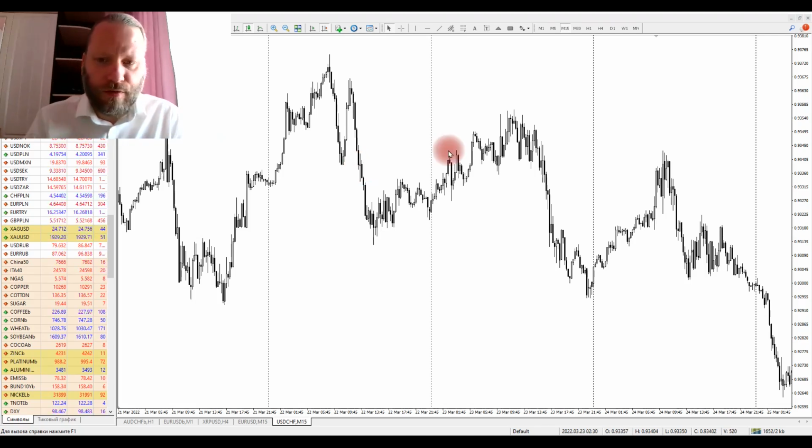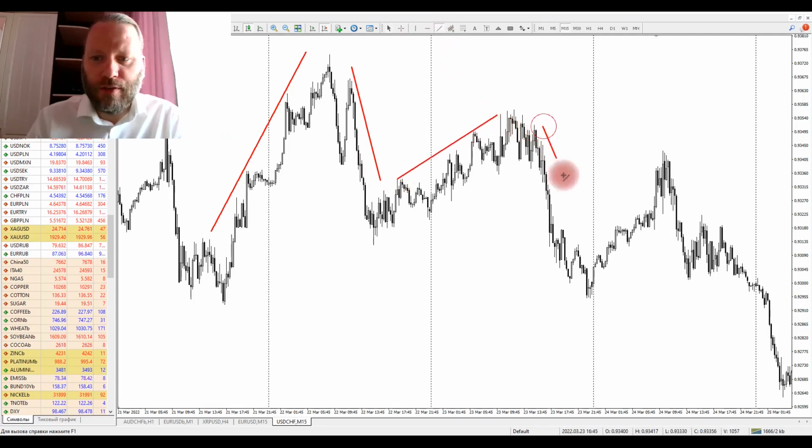So, let's look at the chart of the Swiss franc. And the first thing that catches our eye: this is an uptrend, then a downtrend, then an uptrend, and a downtrend again. What is important to understand here? The fact that there is a recurring trend of rising and falling, rising and falling.